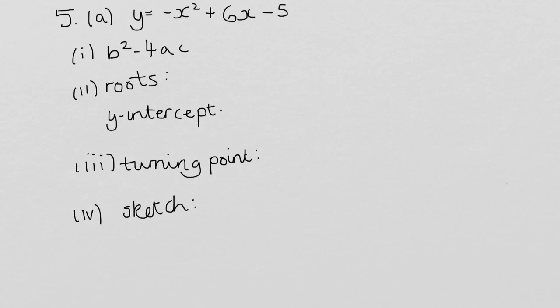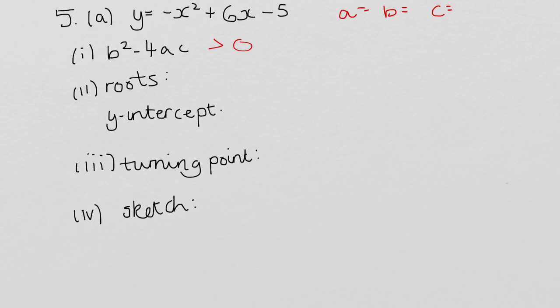Okay, moving on to question 5a. Same as the others, a, b and c values, write them down. b squared minus 4ac, again we want it to touch the x-axis in two places, so we're hoping it's going to be more than 0.